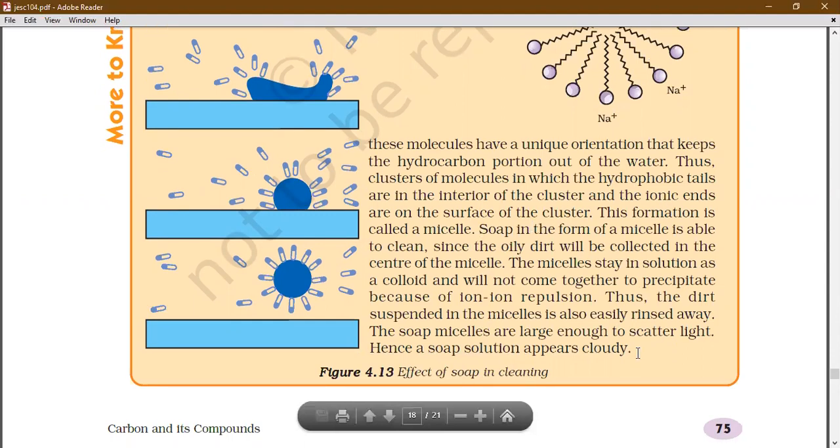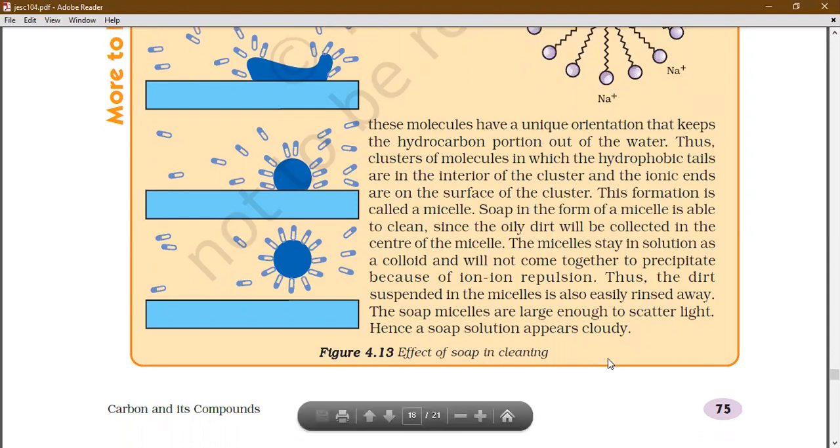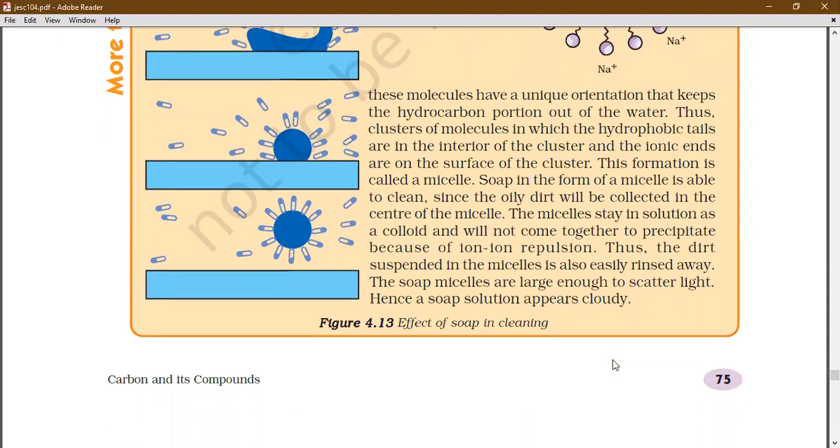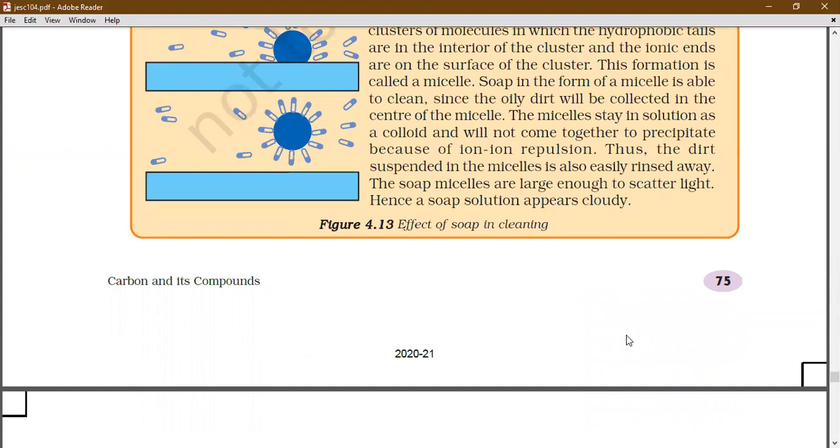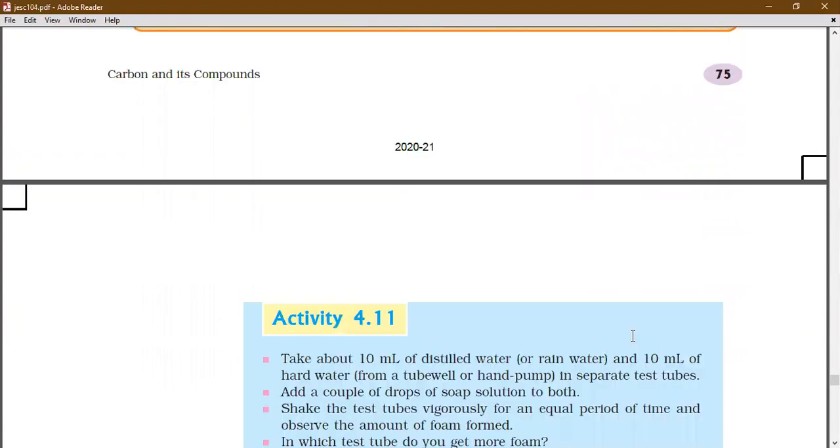Soap in the form of a micelle is able to clean since the oily dirt will be collected in the center of the micelle. The micelles stay in solution as a colloid and will not come together to precipitate because of ion-ion repulsion. Thus, the dirt suspended in the micelles is also easily rinsed away. The soap micelles are large enough to scatter light, hence a soap solution appears cloudy.